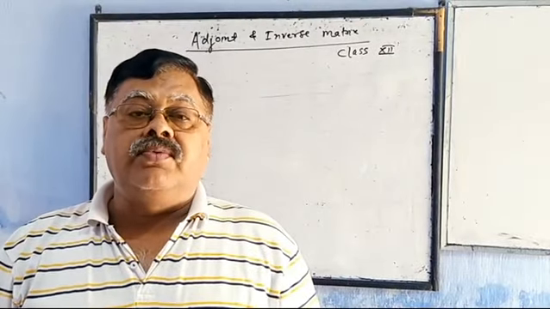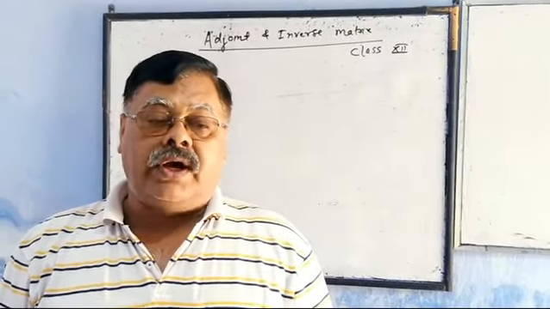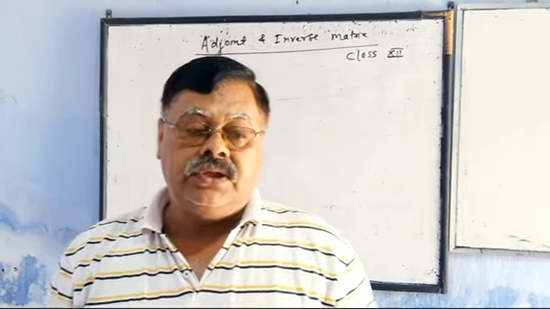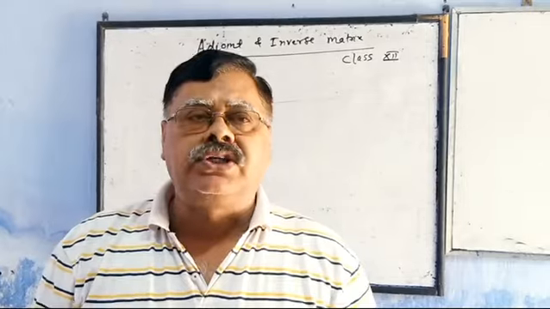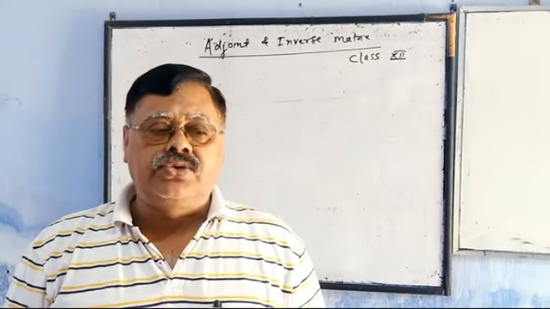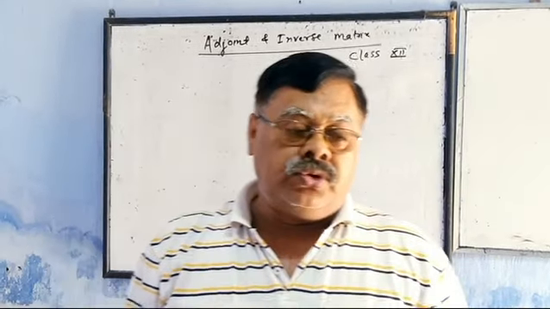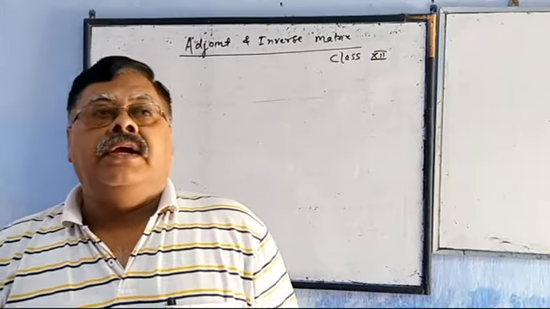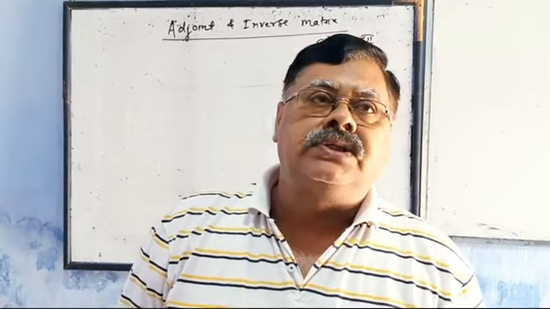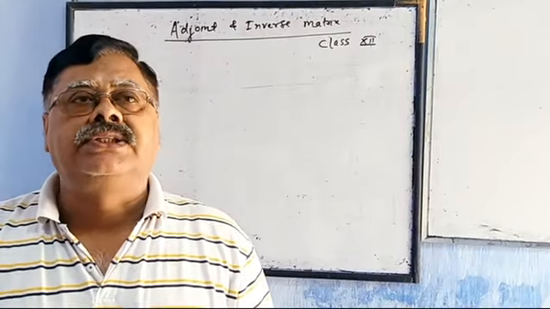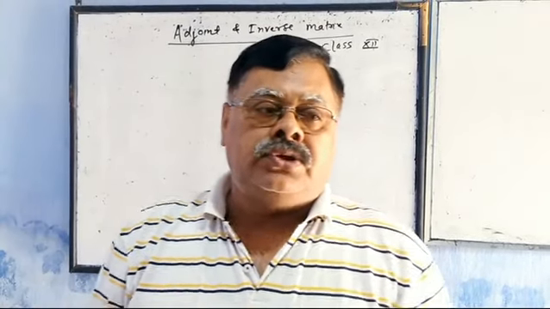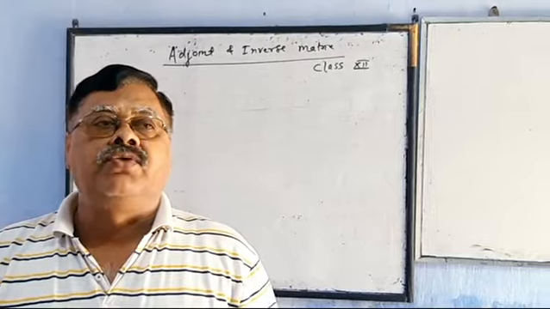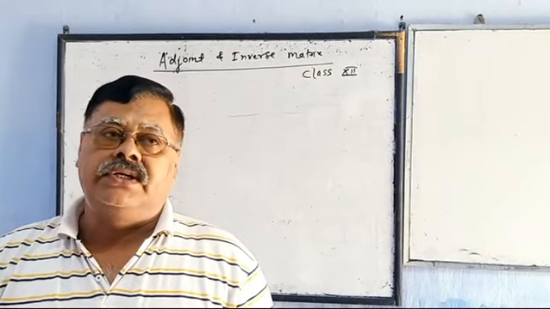I am going to give the concept of adjoint and inverse of a matrix, and how we can find the adjoint and inverse of a square matrix. Students, you should know only a square matrix has its inverse and adjoint. So no rectangular matrix has its adjoint or inverse.